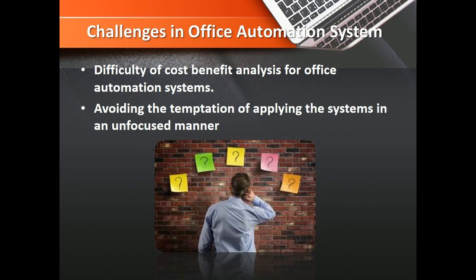If an organization has existing office automation tools, it is very hard for the higher managers to justify why an upgrade or a new solution is needed by the organization. Usually, it is very hard to quantify the benefits that one will get when changing from one technology to another. To avoid the temptation of applying the systems in an unfocused manner, it is sound to hire a good MIS person who can give unbiased advice on the direction of the automation of the office.